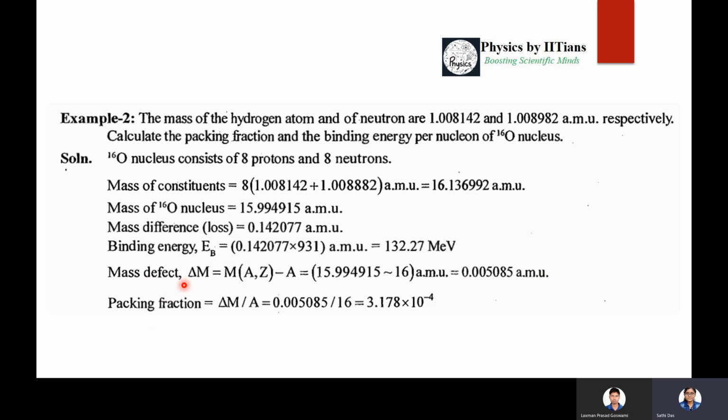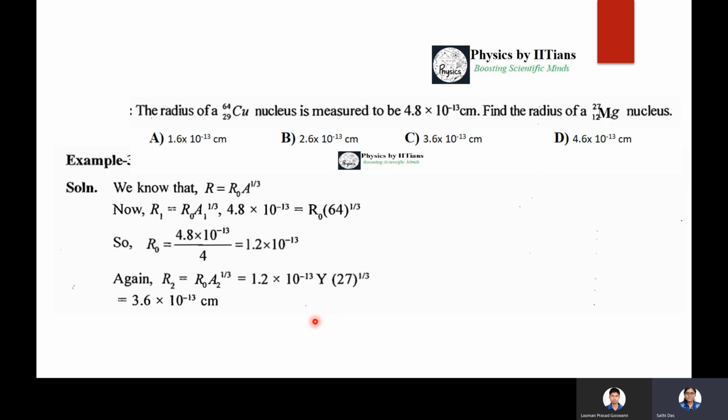What will be the packing fraction? Packing fraction is mass defect per nucleon. So the mass defect is delta M, and the nucleon number is A. So 0.005085 divided by 16 will give us 3.178 into 10 to the power minus 4. So these are very easy questions. Just apply these little formulas, understand, and do some conversion of units, and you will easily get the answer. So let us take another example.